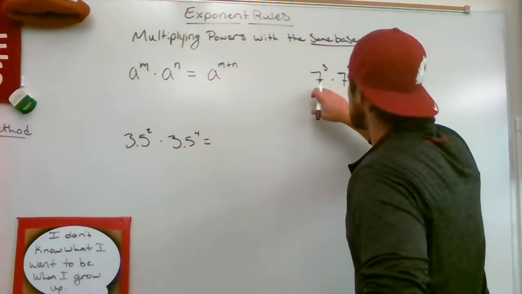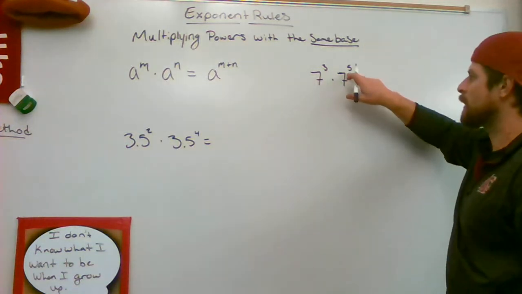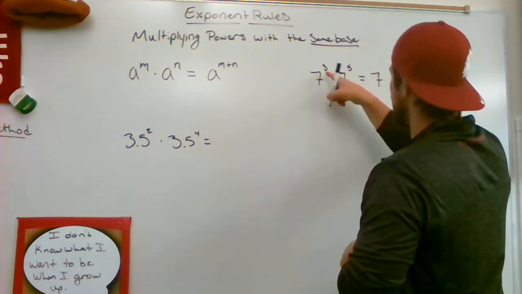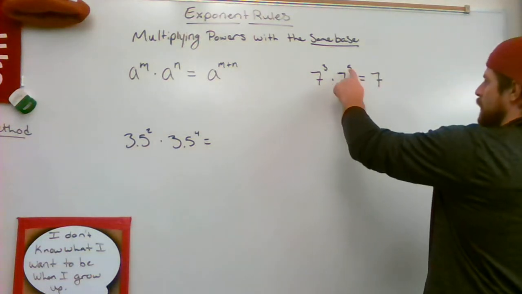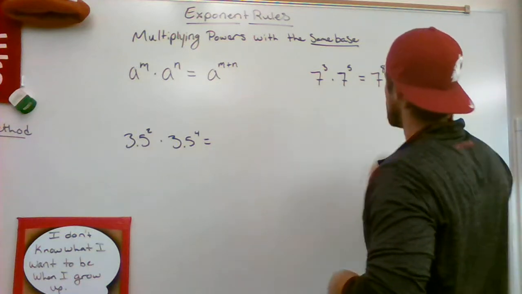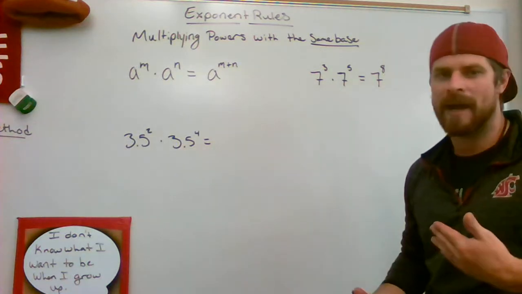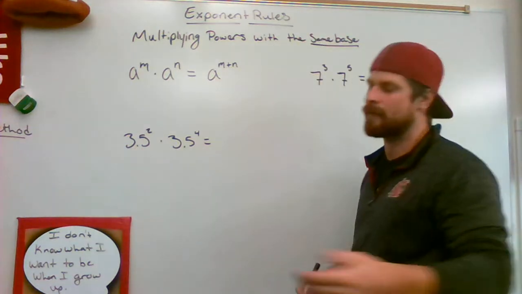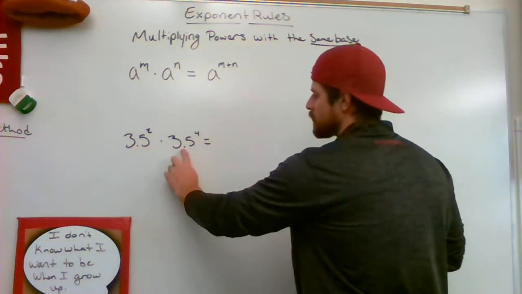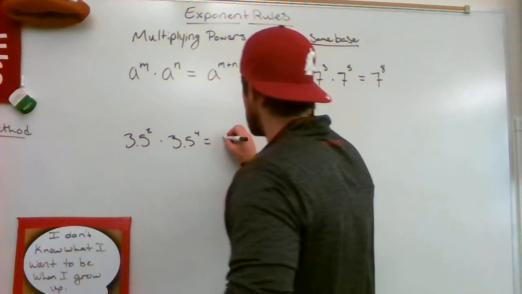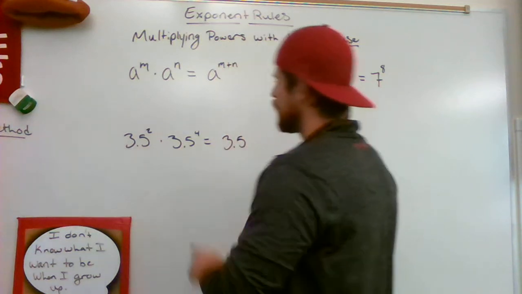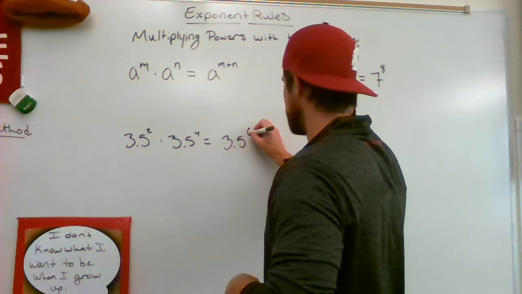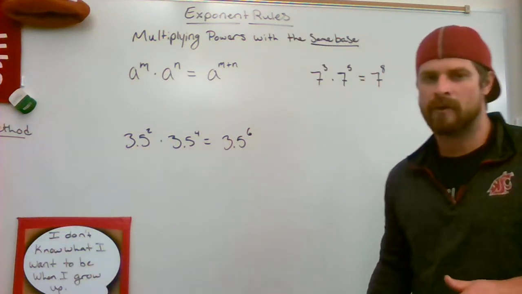But here we have 7 to the third power and 7 to the fifth power. My bases are the same, so I can add my exponents. 3 plus 5 gives me 8. My answer to this would be 7 to the 8th power. And down here, no different. 3.5 times 3.5. The bases are the same, so I am allowed to add my exponents. 2 plus 4 gives me a 6. 3.5 to the 6th power gives you your result.